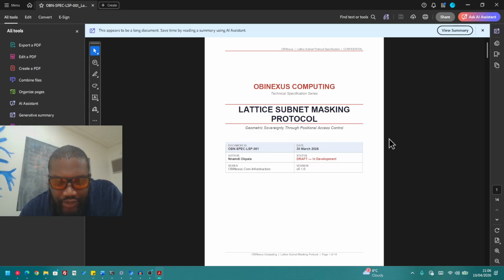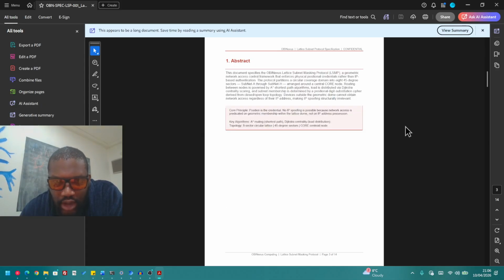So this is the SIGIS specification. Let's go through it properly. This document is the Organized Lattice Subnet Masking Protocol, LSMP, a geometric network access control framework that enforces physical position credentials rather than IP-based authentication. The protocol partitions a circular coverage domain into 45-degree sectors, subnet A through subnet H, arranged around a central core node. Routing between nodes is governed by A-star shortest path, load is used with diagram centrality scoring, and subnet membership is determined by positional substitution type derived from closed and open topologies.